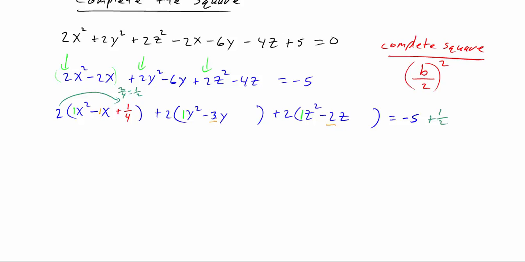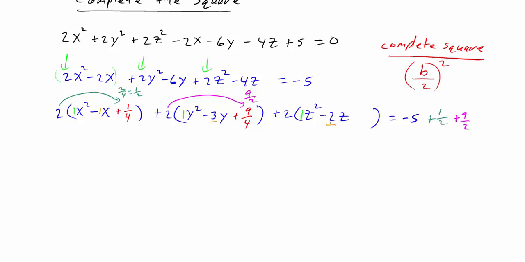And then again here we have our negative 3. We're going to take half of that. So half of a negative 3 would be a negative 3 halves. And if we square a negative 3 halves, that would be a positive 9/4. And once again, we have to multiply that by the 2 outside because it's on the inside of the parentheses. And that would give us 2 times 9/4, which equals 18/4, which reduces to 9 halves. So that means we have to add 9 halves to the other side of the equation.